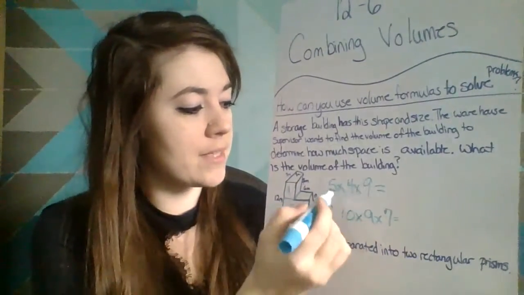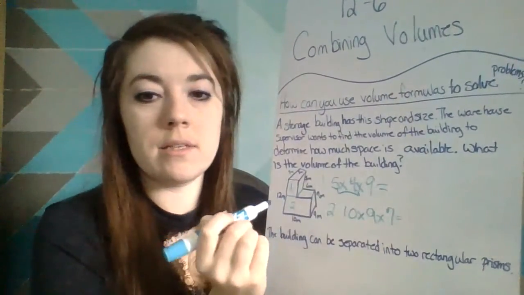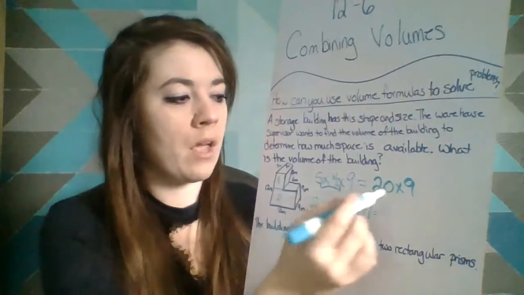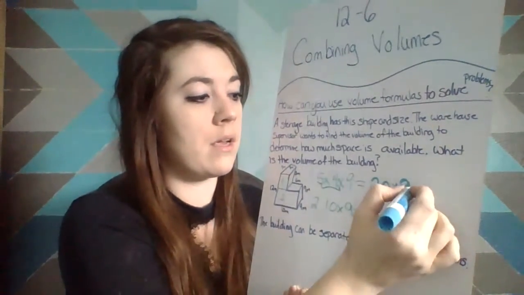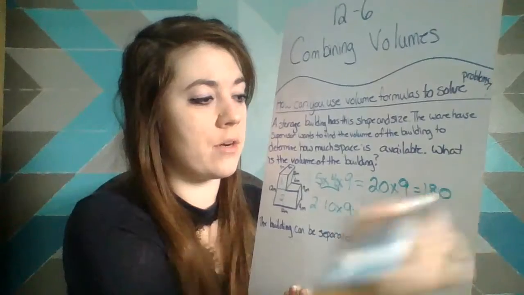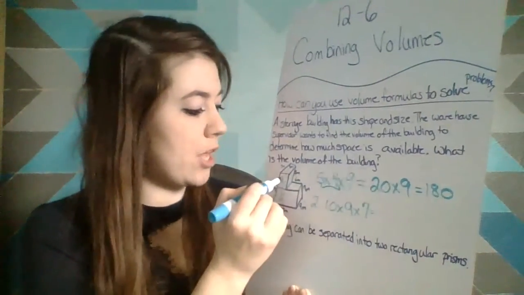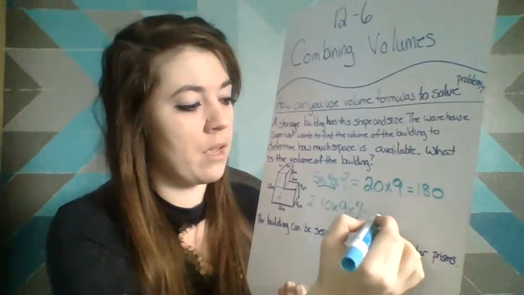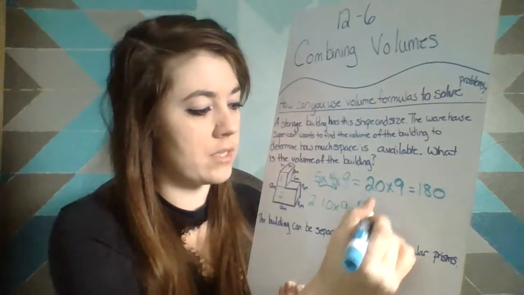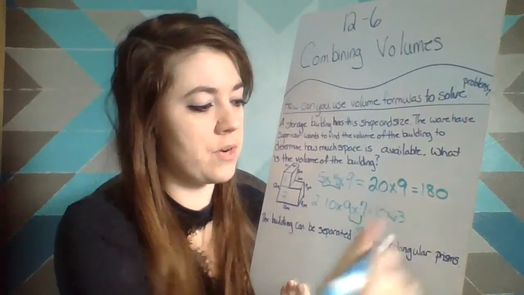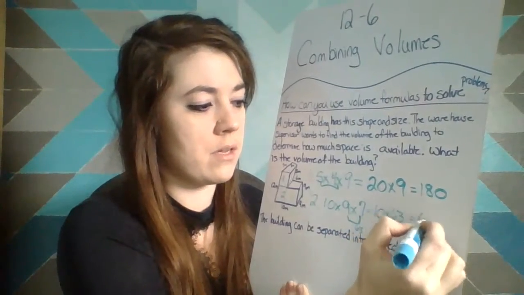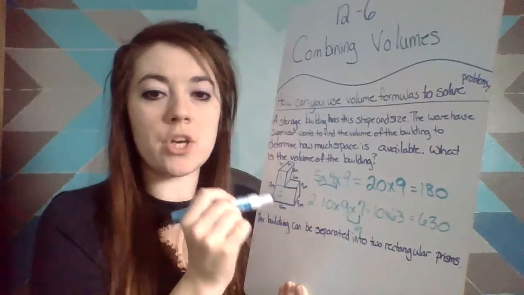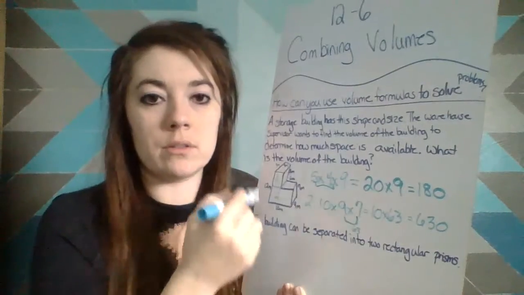So now we need to multiply these things. So 5 times 4 is 20. And then we'll take 20 times 9. 9 times 2 is 18. So we add a 0, so 180. So that's our volume of this top one. Now we look at the volume of the bottom one. So 9 times 7 is 63. So we have 10 times 63. 10 times 63 equals 630. So now we have the two different volumes for each of the two parts of our figure.